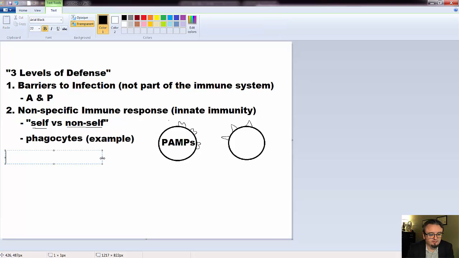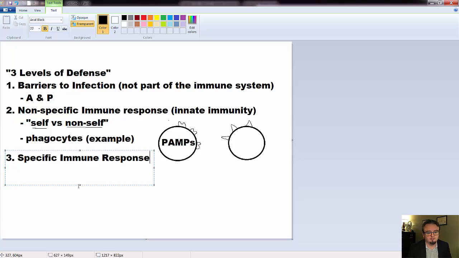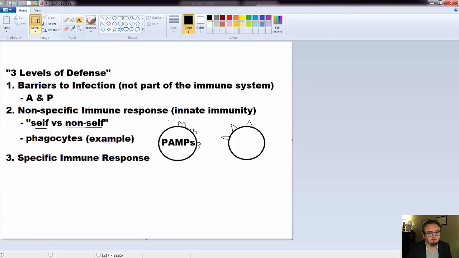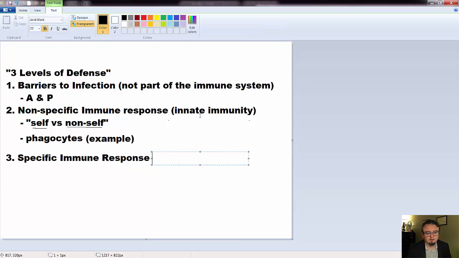Okay, now the third line of your immune system involves a very different set of cells that make up what's called the specific immunity, or the specific immune response. These are often referred to, we have two names for this, the other way to think about these is as part of the adaptive immunity.